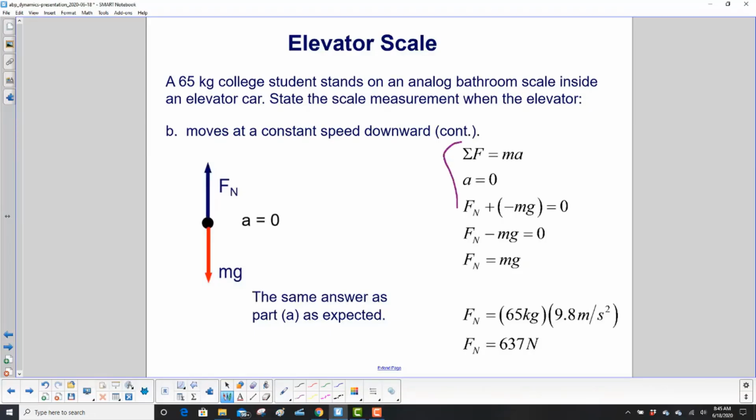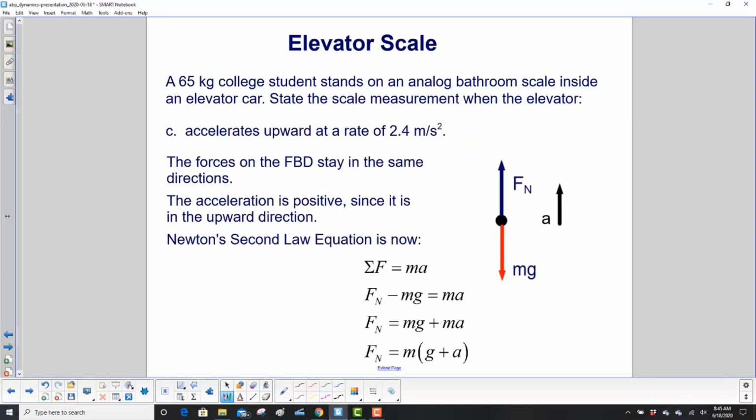So here's Newton's second law and the worked out solution with the numerical values, and frankly I just cut and pasted this from part A because everything's the same. Acceleration is the same. The direction of the forces is the same. Normal is still up, mg is still down, algebra is still the same, and we still get the same numbers. So the normal force, what the scale is reading, is the same whether the student is going up or down as long as it's a constant speed, and that also equals the student's weight if the elevator is not moving at all.